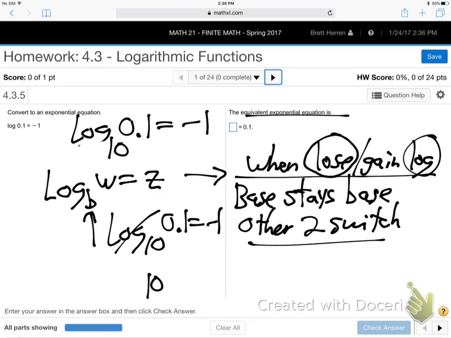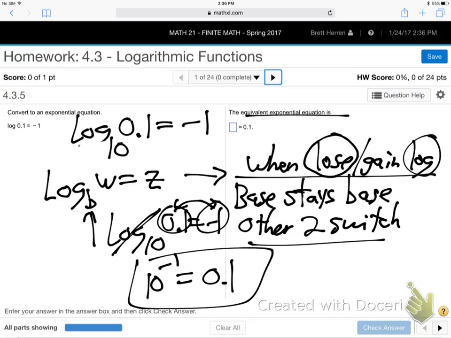But the other two will switch. Instead of 10 to the 0.1, it's 10 to the -1. And the 0.1 goes over there. So the base stays the base. When you cross off the log word, no more log word, the base stays the base. The other two switch. And that's all they want.